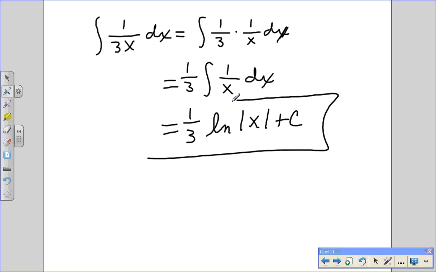So sometimes it may appear that you need to do a u-substitution, but if you do a little bit of algebra and you factor out the constants, you can sometimes get away with not doing a u-substitution or possibly doing a simpler u-substitution. So if you can, factor out any constants.